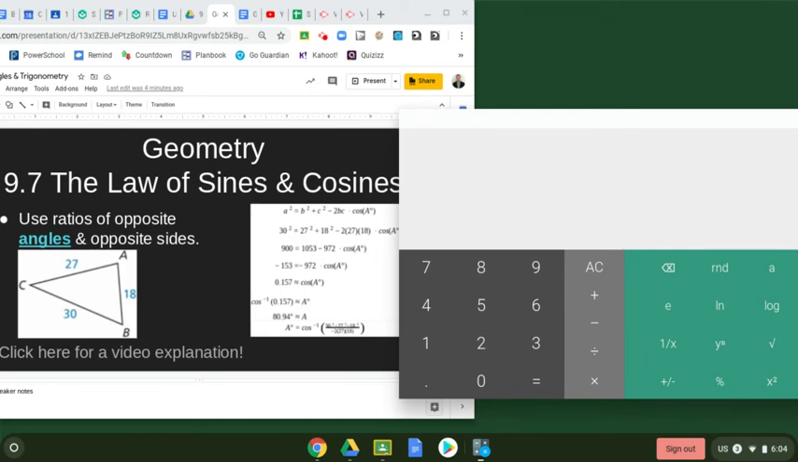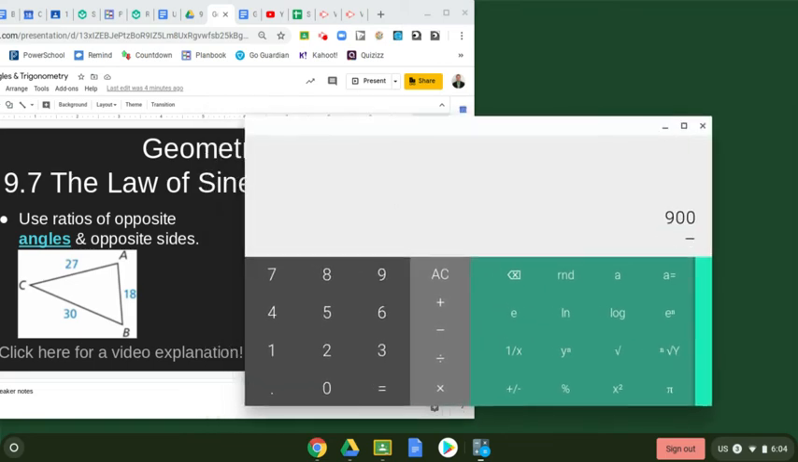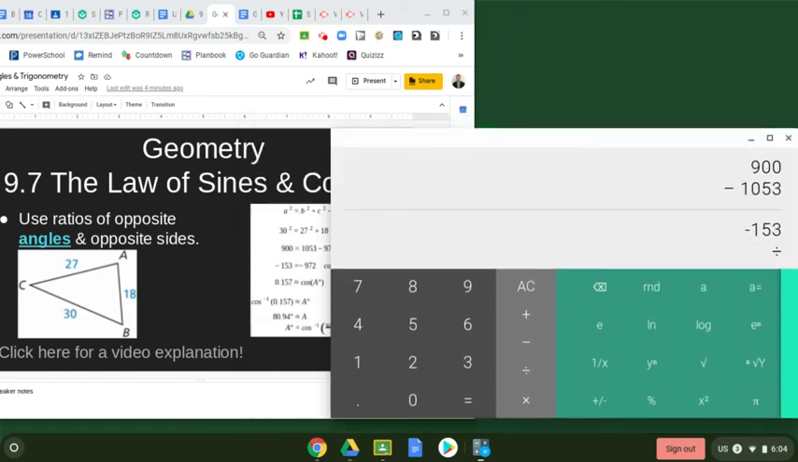So again, the 27 squared plus 18 squared, grab a calculator, we know how to do that. We ultimately get 900 minus the 1053, and we get negative 153. We want to divide that by 972, and I click negative, that cancels out. That gets us the 0.157.